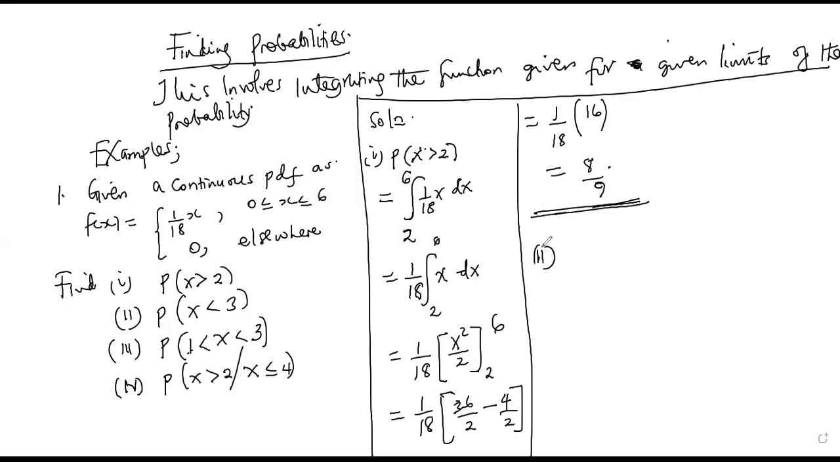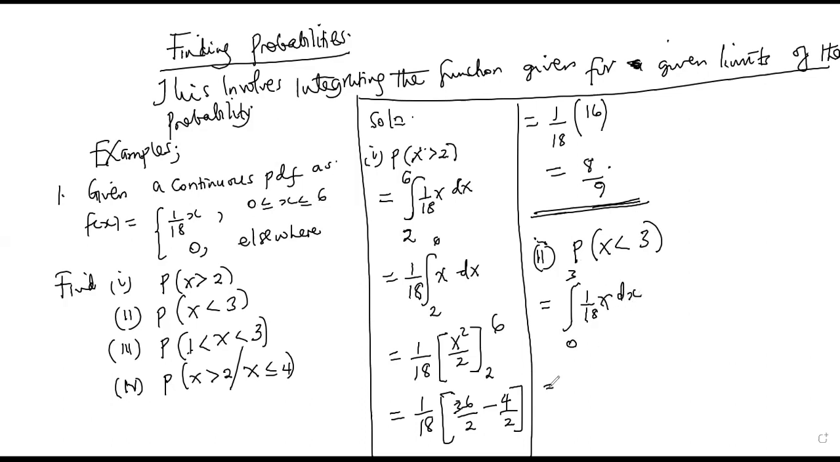Roman 2 needs us to get the probability of x less than 3. When they say less than, it means that the upper value is 3. So if the upper value is 3, then it means that you had started from 0, because if x is less than 3, it means that we shouldn't go beyond 3, and we have to be looking at this interval. So we started from 0. So it is the integral from 0 to 3 of 1 over 18 x dx.